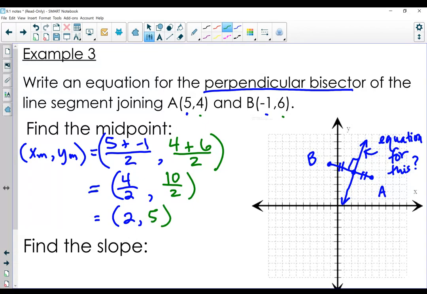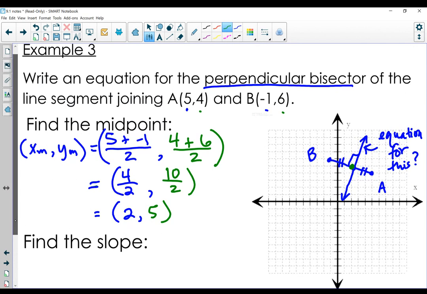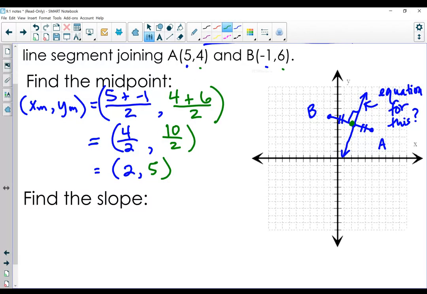So my midpoint is going to be 2, 5. So that's my x and y. So 2, 5. 2, 1, 2, 3, 4, 5. So it's pretty close. It's right there. Not bad. My next step is going to be finding the slope. If I want to draw a line perpendicular to this one, I need to find the slope and then the perpendicular slope. So then we're going to go ahead and do the slope formula. So my slope will be y2 minus y1, so 6 minus 4, divided by x2 minus x1, so -1 minus 5. So my slope is 2 divided by -6, or -1/3.